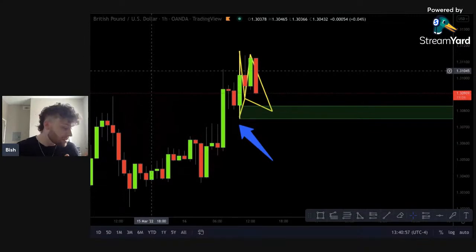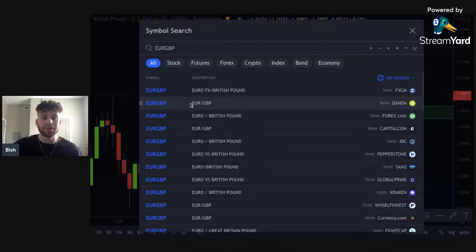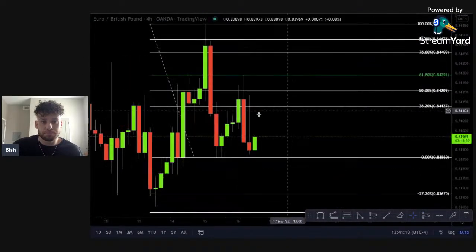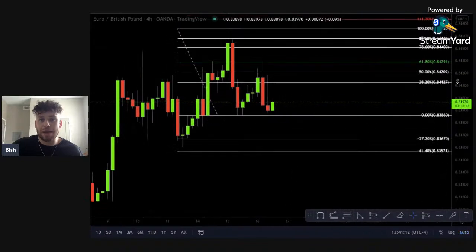Okay, so that's the pound dollar. And then euro pound. Notice this, guys. It's the same exact pattern on a completely different pair. Okay, look, now it's the opposite way. Remember the other one I was looking bullish. This one I'm looking bearish.